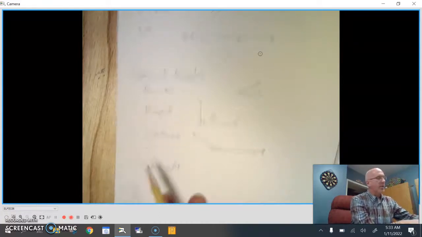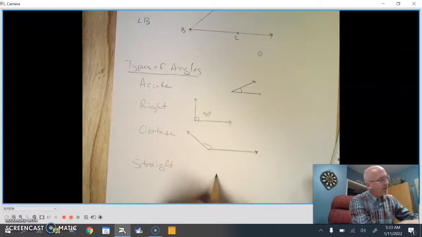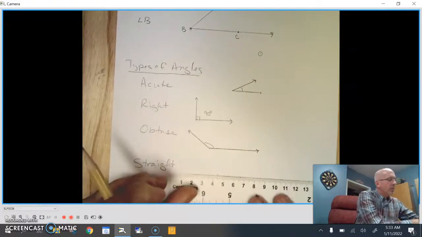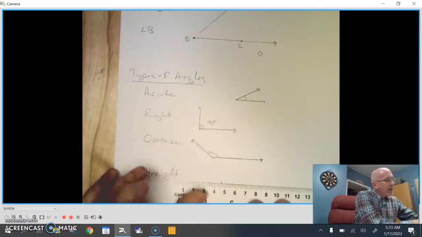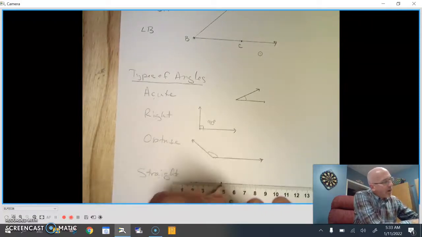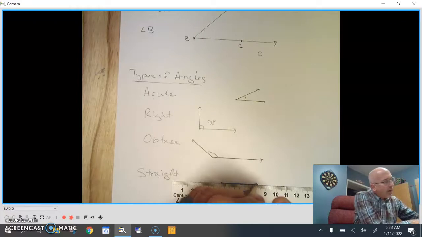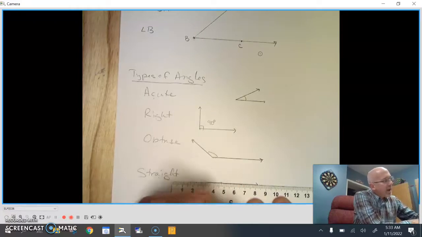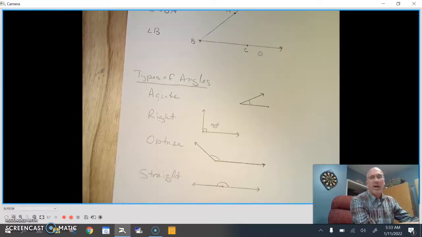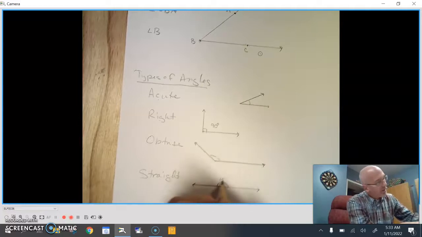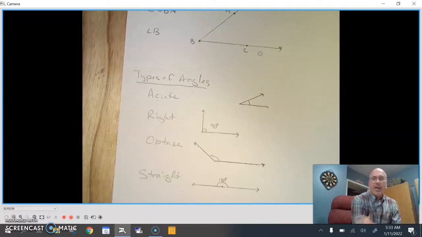Then we have one that's called a straight angle. So what it is, is here's our point, and if we have a ray going out one side and we have a ray going out the exact opposite. So in other words, if it makes a line, we say that's 180 degrees, that is called a straight angle. Obviously, it makes a straight line.